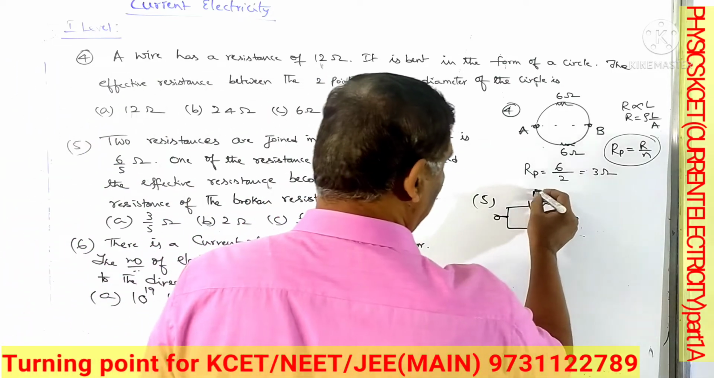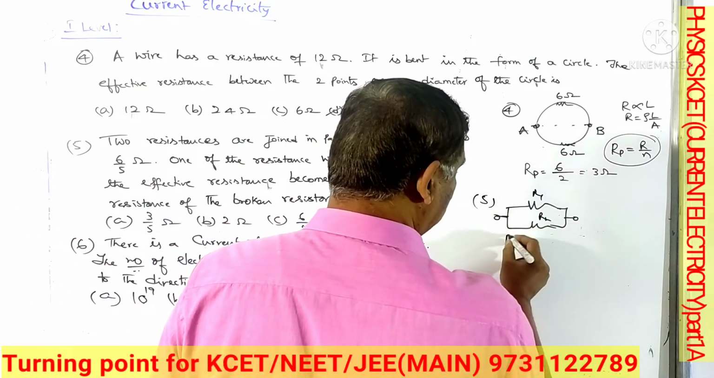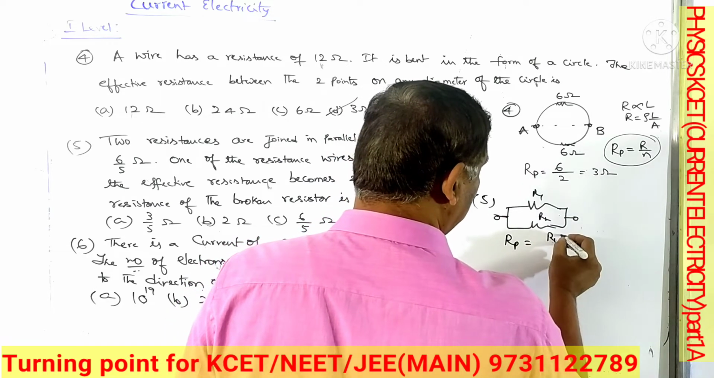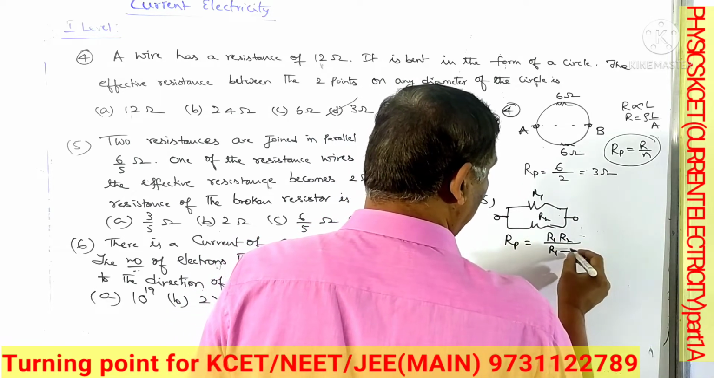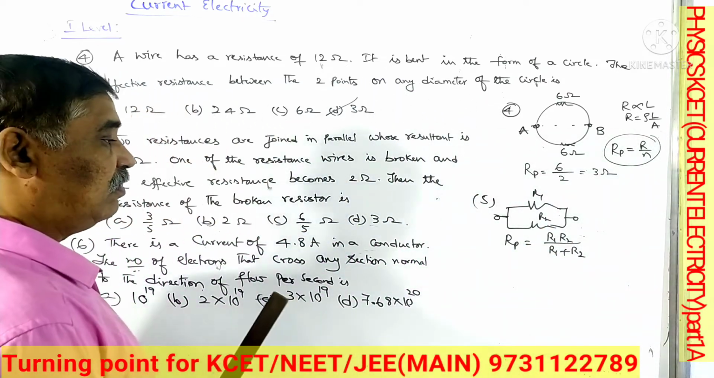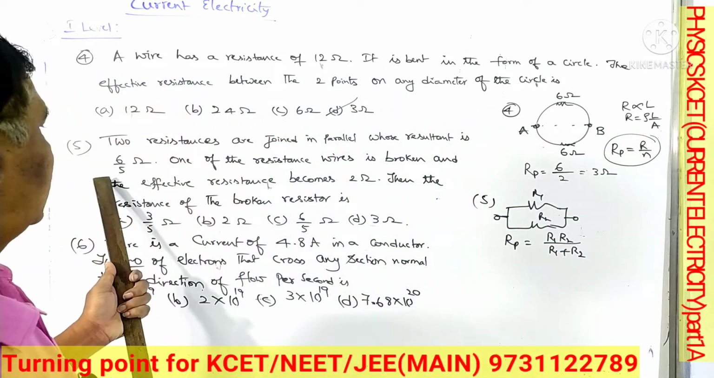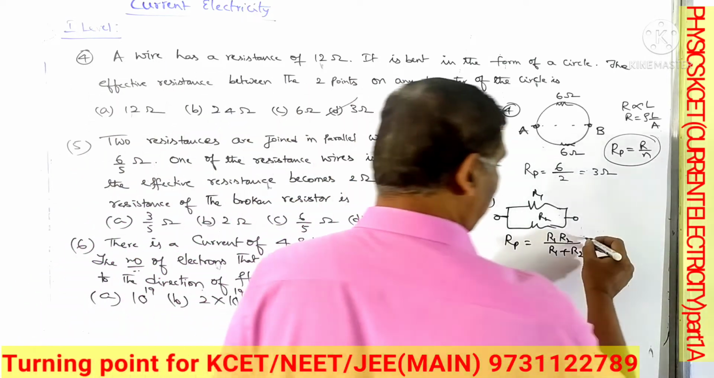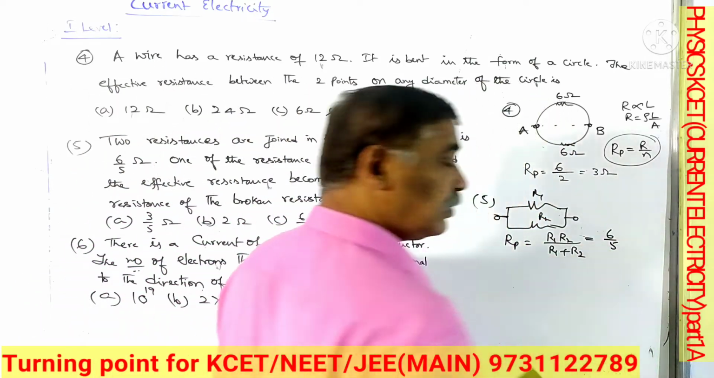So one is R1, and I will take this as R2. So Rp is equal to, the formula is, when 2 resistors are connected in parallel, Rp is equal to R1 R2 divided by R1 plus R2. What is given? This is given as 6 by 5.